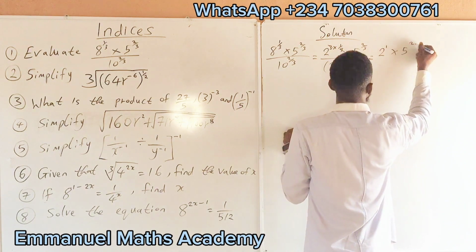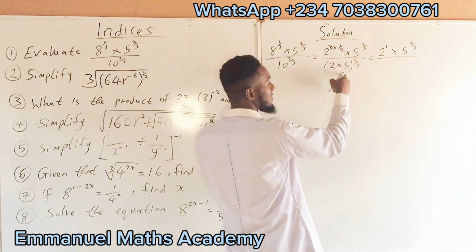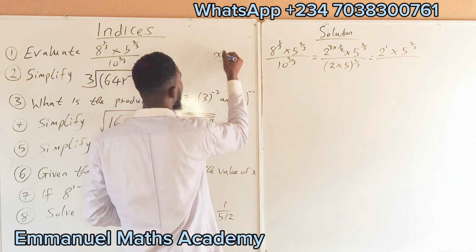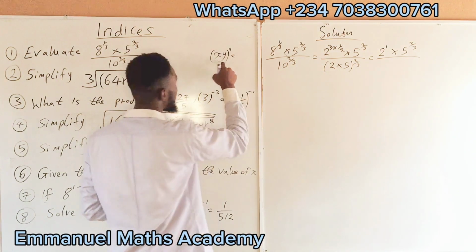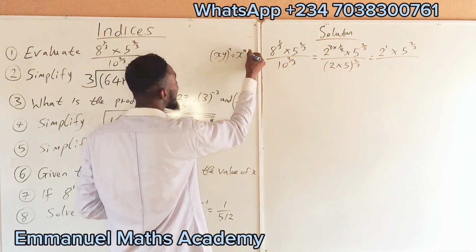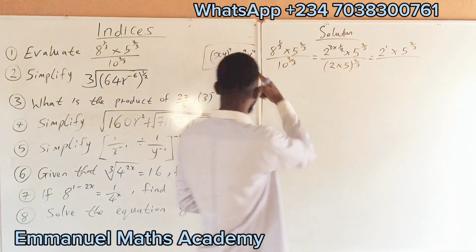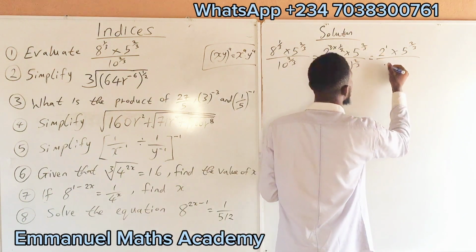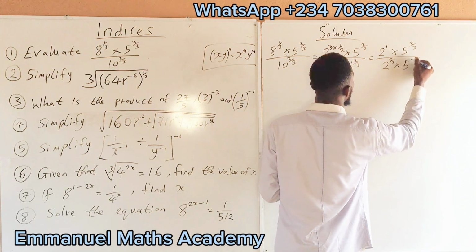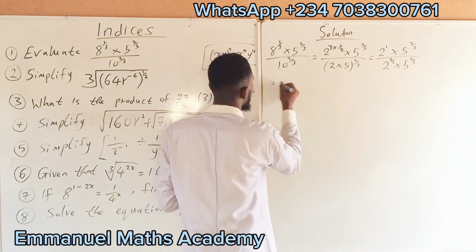Times 5 power 2 over 3 all over this power 2 over 3 is distributive among these two numbers here. Remember the law of indices that says if you have xy power a, this is distributive in x and y. This is equal to what? x power a and y power a, right? Now we apply this rule here. We now have 2 power 2 times 3 times 5 power 2 times 3. Is that clear?